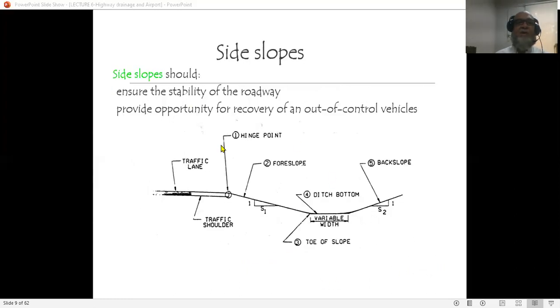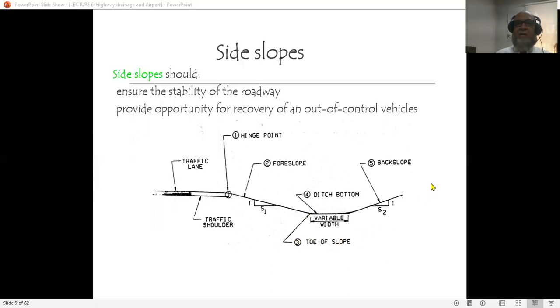Now here is the description of the side slope. So we start with the traffic lane, and then there's a shoulder. The point where the shoulder and the drainage channel meet is called a hinge point. The slope going towards the drain from the roadway, we call the fore slope, say 1:1. Then there is a slope within the channel, and the point where the fore slope and the slope of the channel meet is called the toe slope.